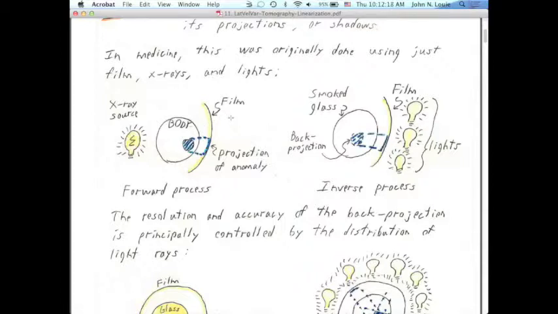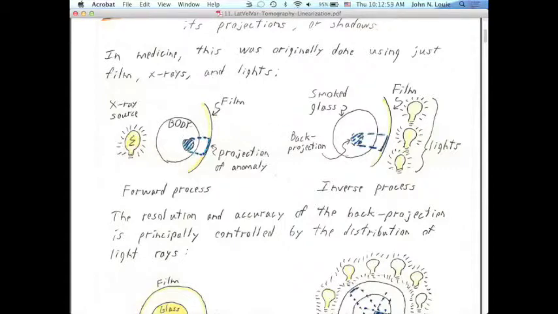Okay, so what they actually used to do is they would do what's called back projection for an inverse process. They'd wrap the film around a round plate of smoked glass, okay, and they would illuminate it from the outside and project the shadow on the film back into the smoked glass and image the body. So this anomaly, maybe it's just a bone, maybe it's something else that the doctors are trying to find.